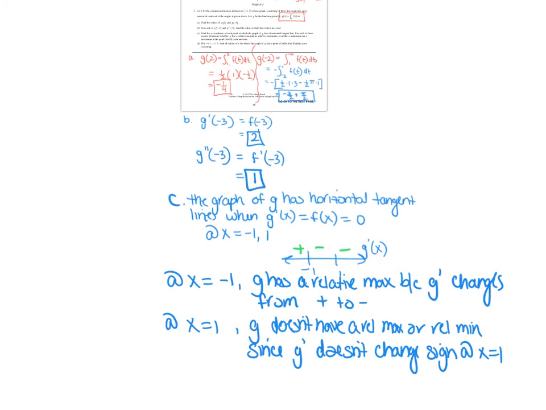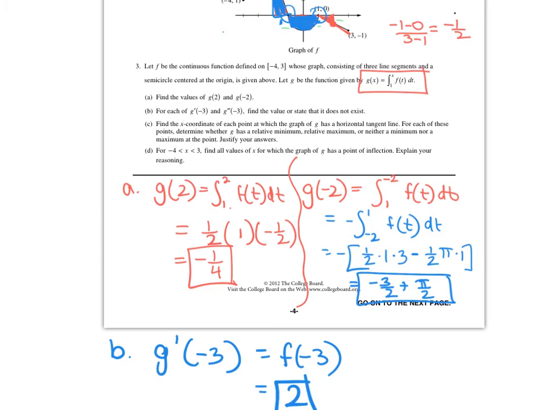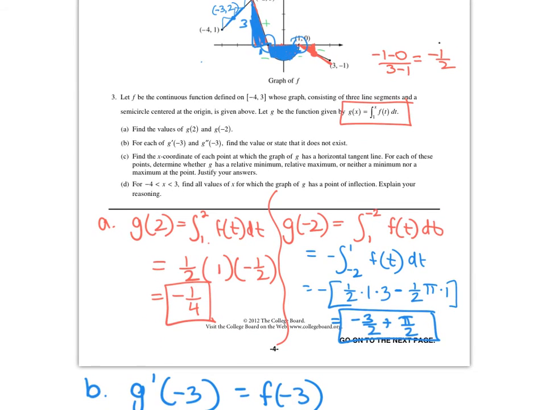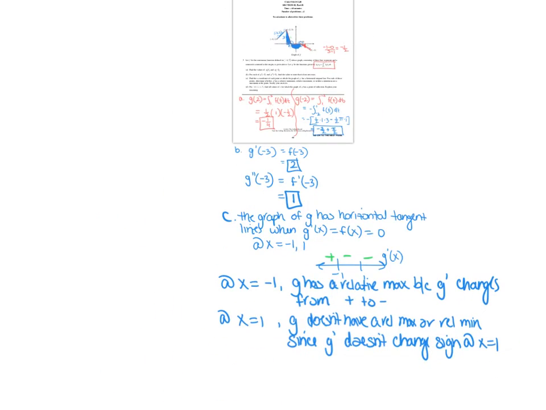All right, and then part D says for -4 to 3, so that's over this entire graph of f, find all values of x for which the graph of G has a point of inflection. Explain your reasoning, okay? So remember when our possible points of inflection happen?